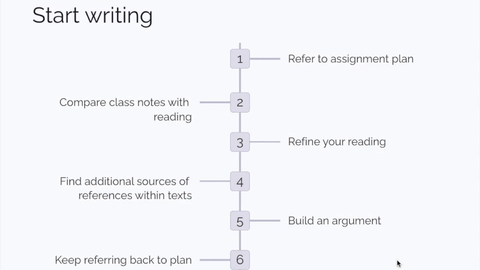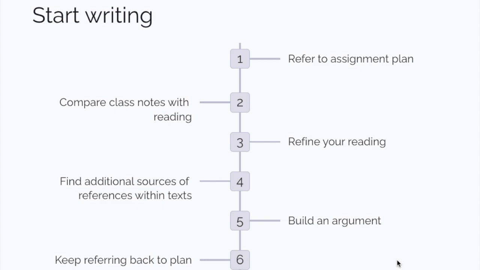So as I start writing, I need to make sure that I refer to that assignment plan. I can compare my class notes with the reading, and start to really refine my reading, so actually start to read in more detail. And as I do that, I will start to find additional new ideas, new concepts to consider that may never have originally been on my plan. So I start to update and refine that plan. I might find that as I'm reading, I'll find additional sources of reference within the text. So I'll start to use those.